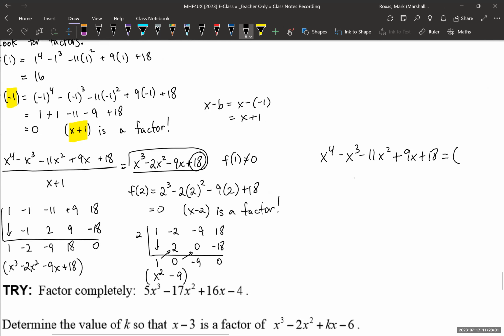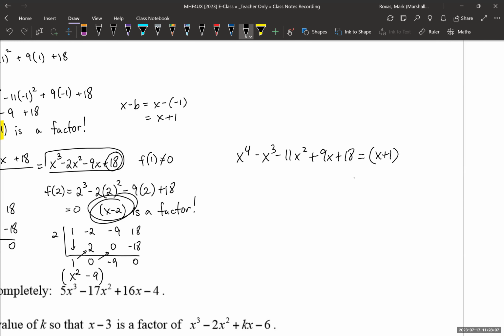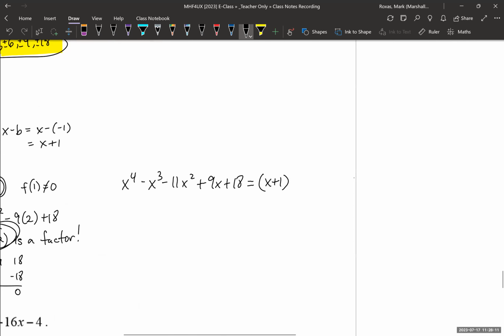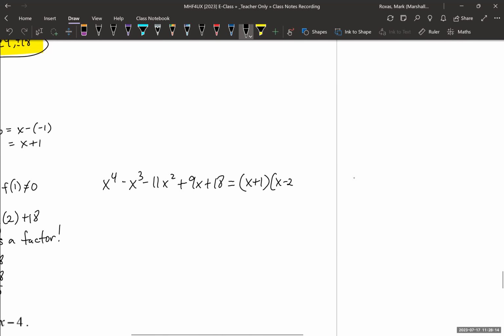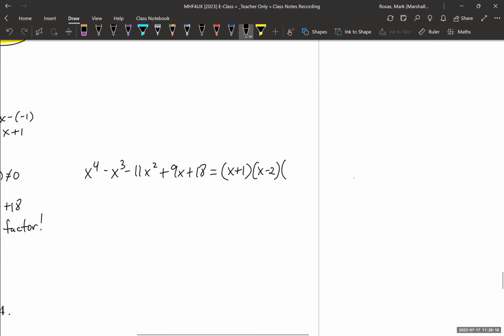Well, we discovered x plus 1 is a factor. We discovered x minus 2 is a factor. So if x minus 2 is a factor of that cubic, it will also be a factor of that original polynomial. So x minus 2. And then the last quotient we found in our second synthetic division was x squared minus 9.